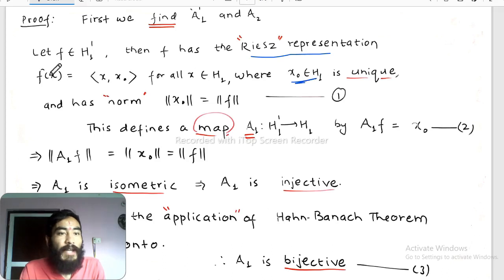So for each F there exists a unique x naught, and this defines a map from H1 dash to H1, which is given by A1F equals x naught, because x naught is uniquely determined by F. And also we have the norm of x naught equals the norm of F, which is given by the Riesz representation theorem. So we have defined a map A1 from H1 dash to H1 with the help of the Riesz representation.